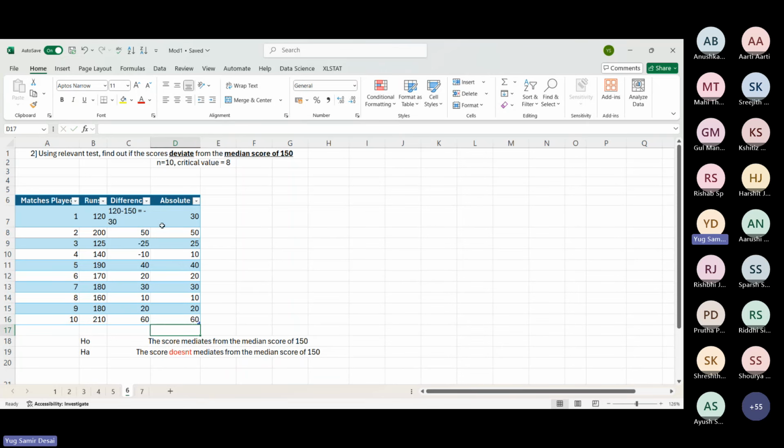So after considering the absolute value of the differences, we will rank these values. There are basically two ways of ranking. It can either be ascending or descending. We start with ascending because there is a concept that needs to be explained. For the first rank, we will obviously choose the smallest value that is there. But in this case, if you see, there are two equal values for the first rank, which is 10.